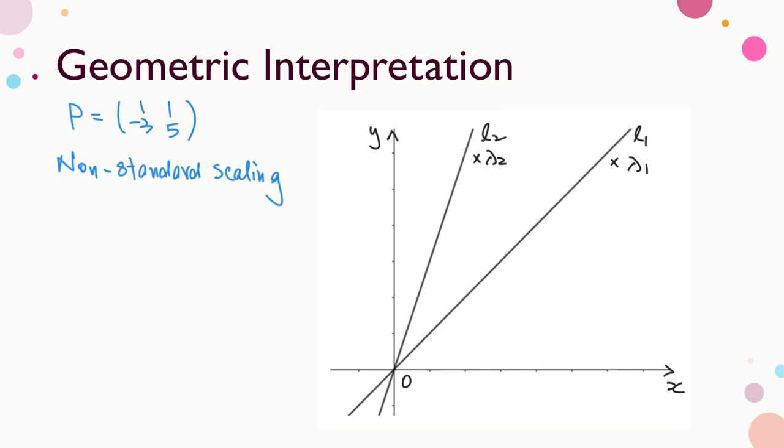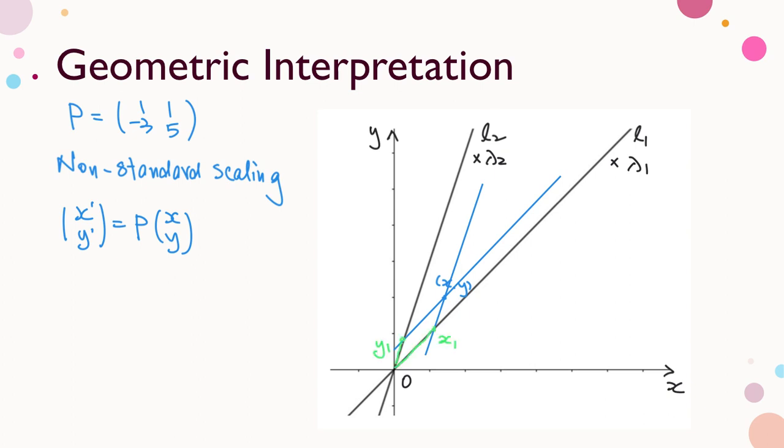Consider a point (x, y) on the plane. Let the image under the non-standard scaling P be (x', y'). That is, the way to get the image is that project the point (x, y) on the lines L1 and L2 by drawing the lines through the point and parallel to L1 and L2. The parallel lines cut L1 and L2 at 2 points and denote the length from the origin by x1, y1.